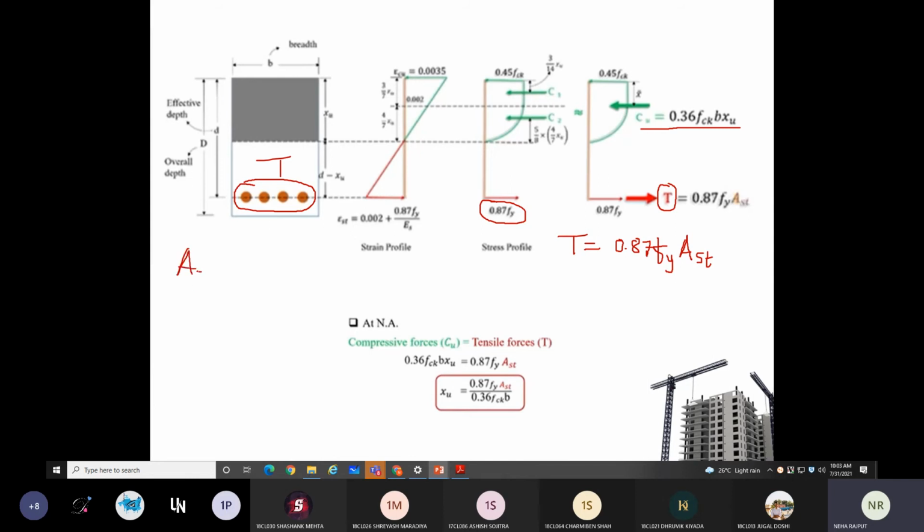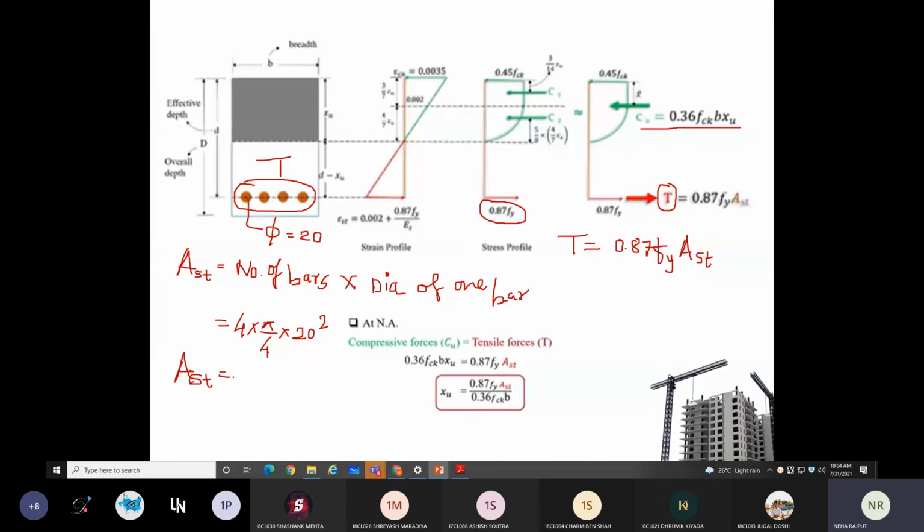And how to find the area of steel? Area of steel is equal to number of bars into area of one bar. Okay, so if this is a 20 mm diameter bar and you have provided 4 such bars here, then 4 into the section, which is circular, so the area of a circle is pi/4 diameter squared, so 20 squared. This way you will get the area of steel. Clear everyone? This is called the area of steel: number of bars and area of one bar. Okay, so adding all four you will get some area in mm squared.